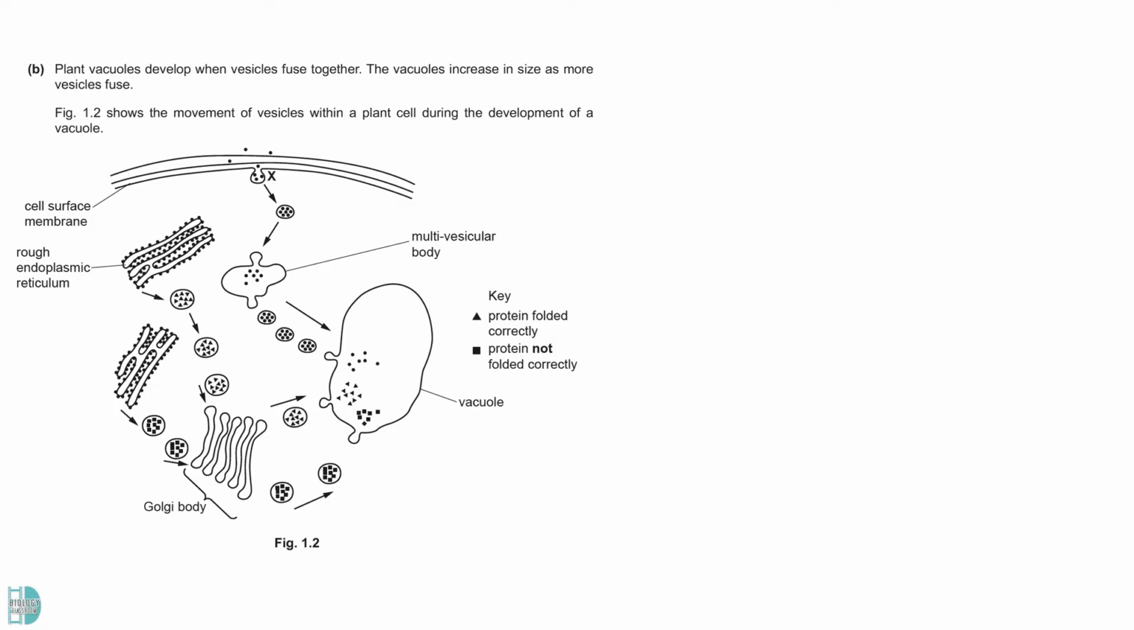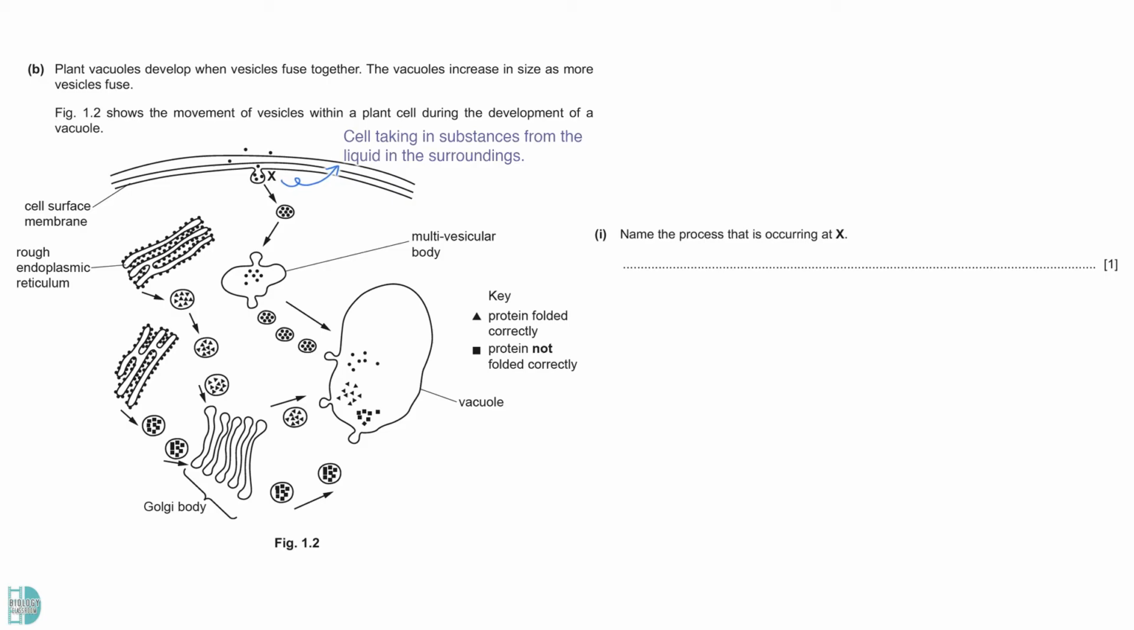In B, we have a figure showing the movement of vesicles within a plant cell during the development of a vacuole. 1. Name the process that is occurring at X. X shows the cell taking in some substances from the liquid in the surroundings. You can use the term endocytosis or pinocytosis. Note that this is not a process that involves receptor on the cell surface membrane binding with an antigen. So, this is not phagocytosis.